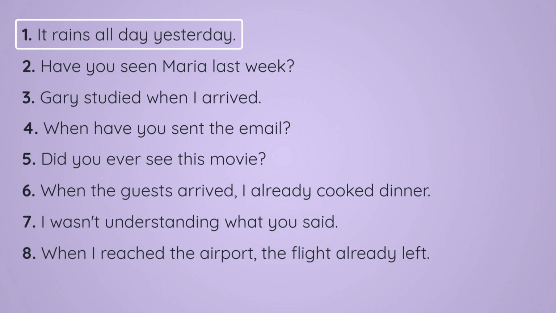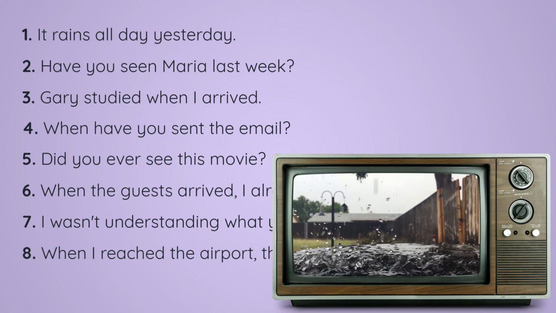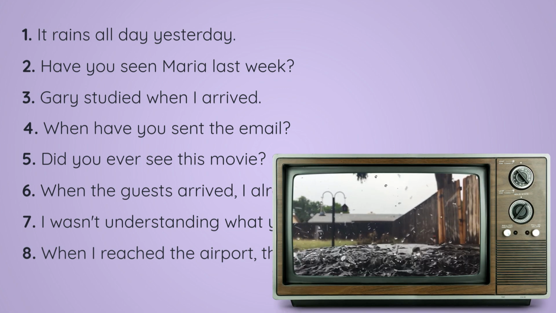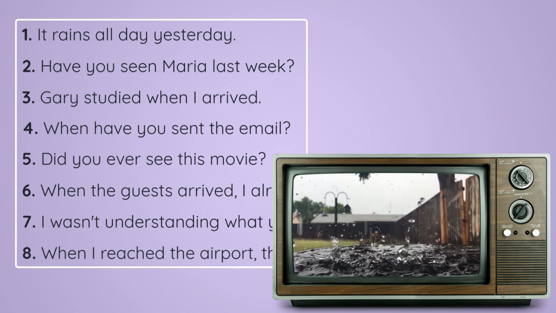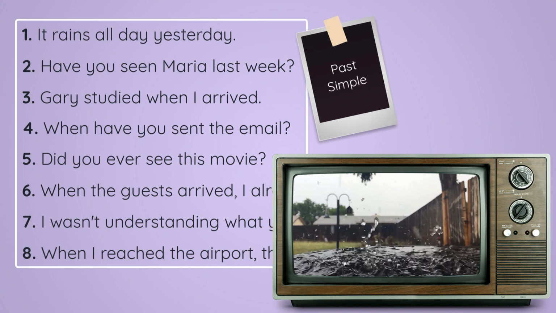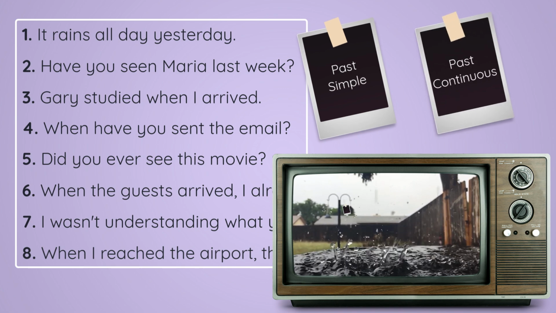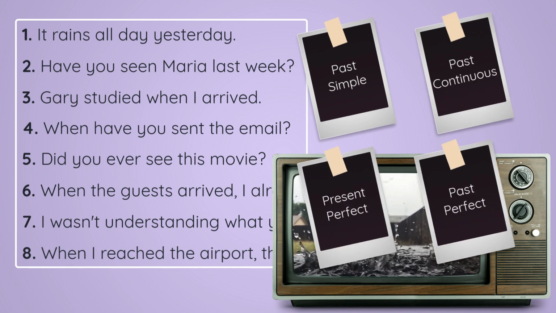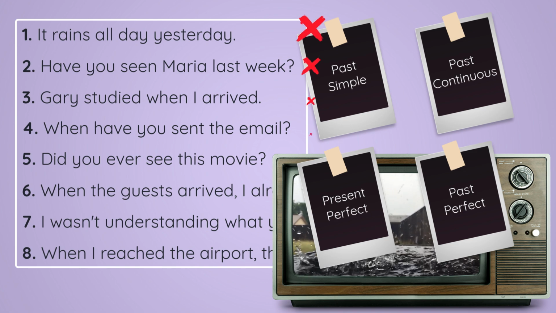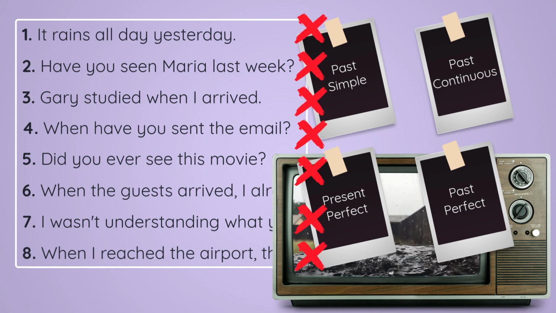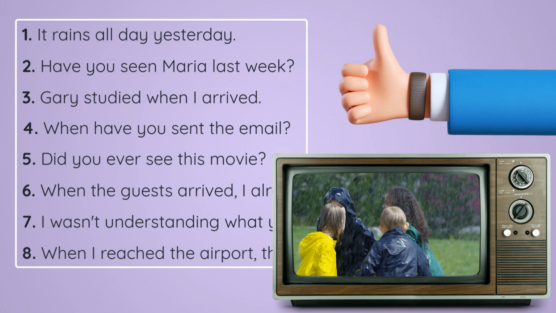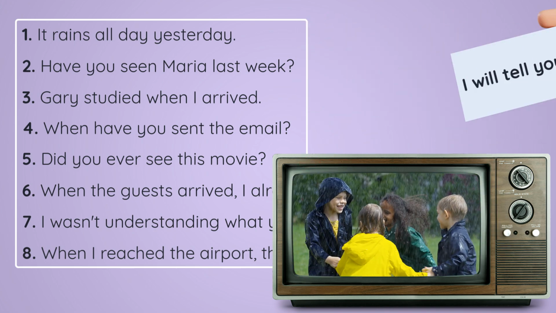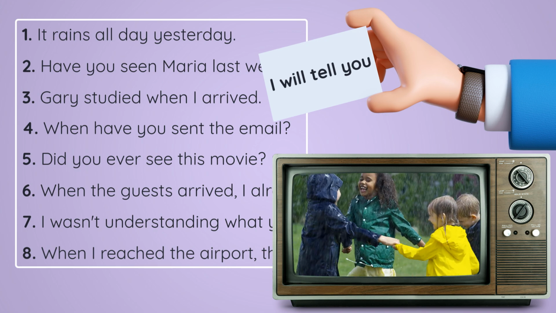So, number one, it rains all day yesterday. These are all sentences in the past tense. There are four tenses we are covering: past simple, past continuous, present perfect, and past perfect. Okay, so all of these sentences have some mistakes. You try to find out what's the mistake. If you know, then you know that part. If you don't, we'll see what to do.